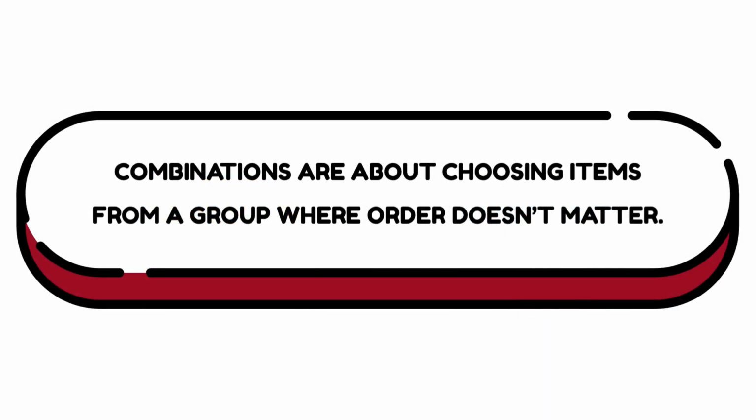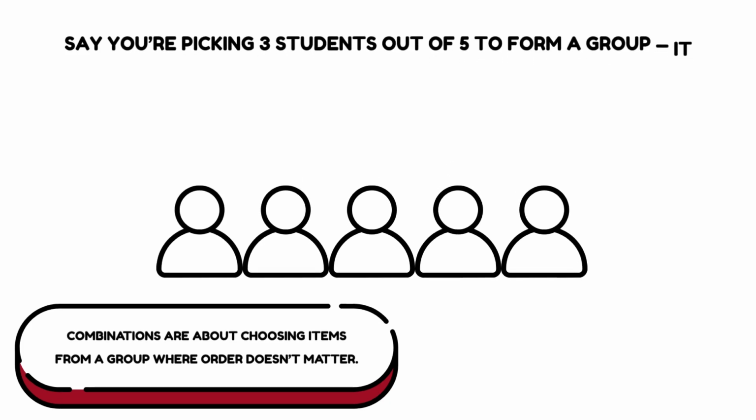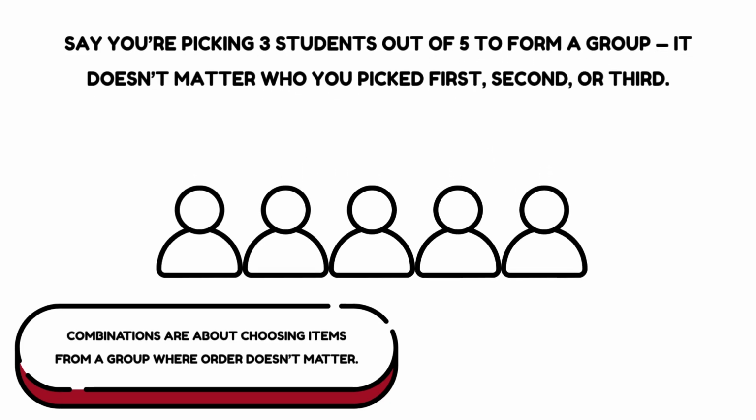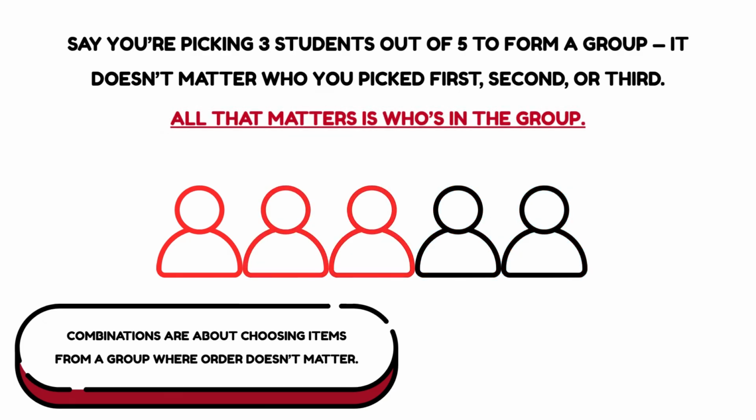Combinations are about choosing items from a group where order doesn't matter. So, say you're picking 3 students out of 5 to form a group. Here, it does not matter who you picked first, second, or third. All that matters is who is in the group. So, one way we can choose this is to have persons 1, 3, and 4 in a group. Another way is to have persons 1, 4, and 5 in a group, and so on. So combinations is basically calculating the number of ways you can do this.